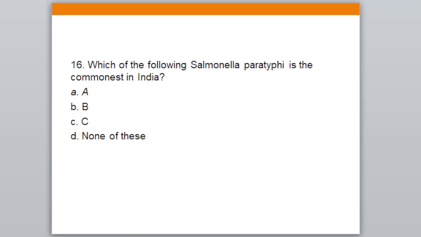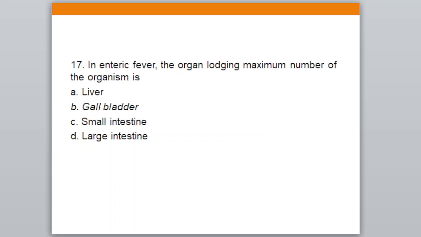Question 16. Which of the following Salmonella paratyphi is commonest in India? Option A, B, option C, option D, none. Your correct answer is option A, paratyphi type A. Question 17. In enteric fever, the organ lodging maximum number of organisms is A. liver, B. gallbladder, C. small intestine, D. large intestine. So your correct answer is B. gallbladder.